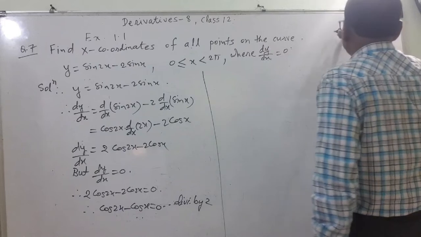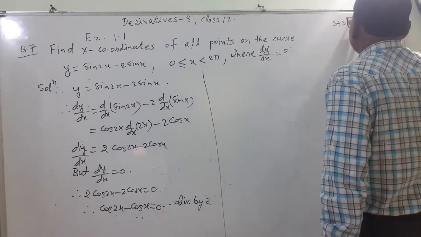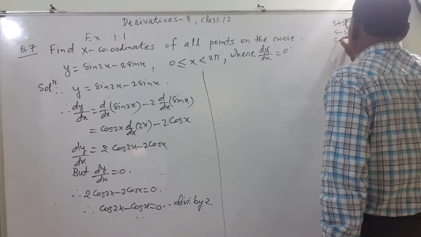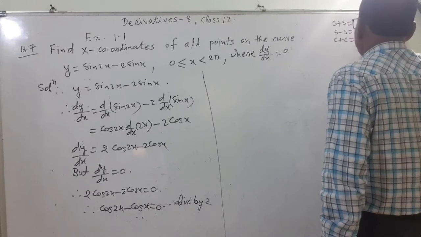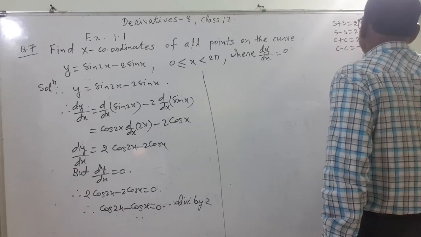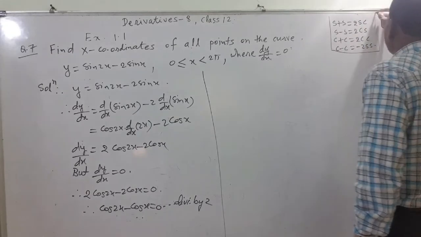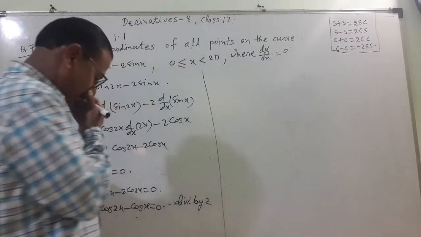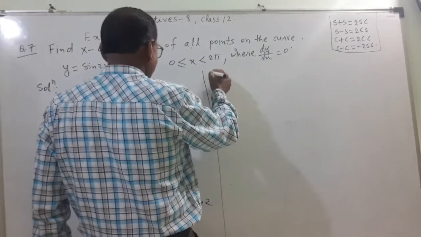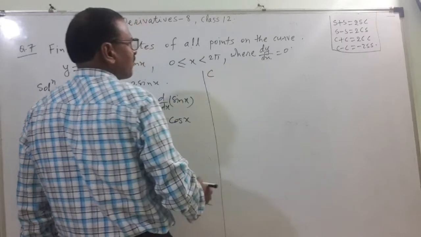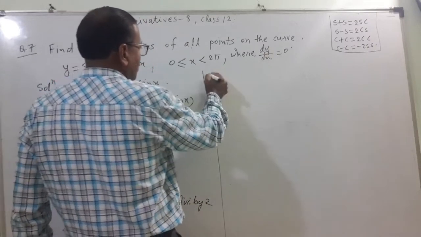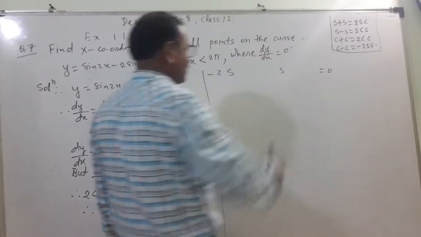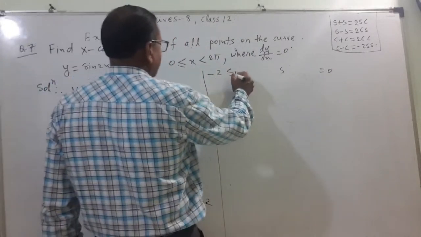We know this. I have generally always taught it. sin C plus sin D is equal to 2 sin cos. sin C minus sin D is equal to 2 cos sin. cos C plus cos D is equal to 2 cos cos. And cos C minus cos D is equal to minus 2 sin sin. This we have learnt in standard 11. This is cos C minus cos D, which is equal to minus 2 sin sin, and that is equal to 0.